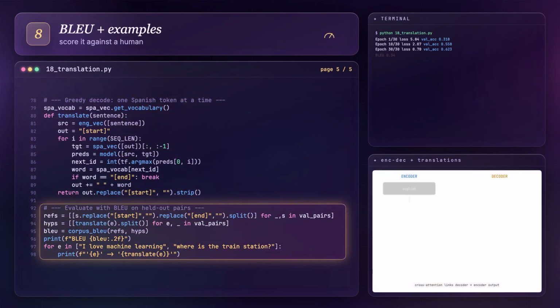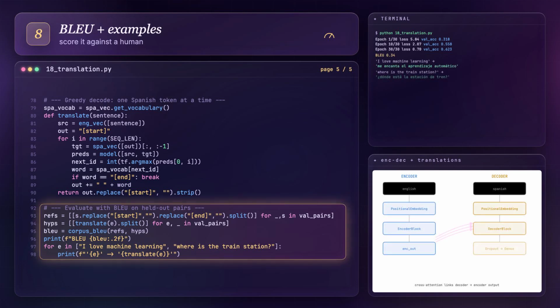And the scoreboard. We translate a held out set, run BLEU against the references, and print a couple of live examples. I love machine learning comes back, me encanta el aprendizaje automático. BLEU lands around 0.34, a real working translator, built from 2 attention stacks and a bridge.